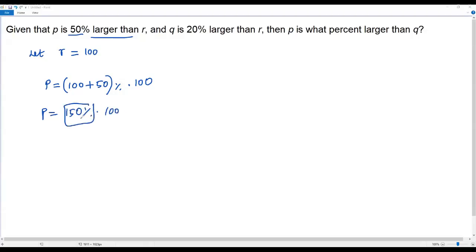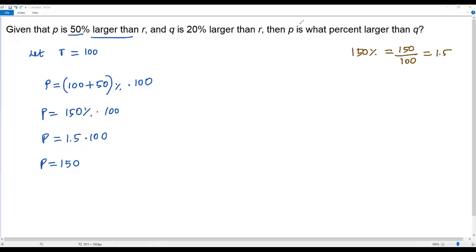If I convert this 150% to decimal, it will be just 1.5, because we already know that percent means compared to 100. 150% means 150 has to be compared to 100. That means this 150% can be written as a fraction with the denominator 100. So 150 over 100 will become just 1.5. Now let's plug in 1.5 for this 150%. Then I'll be getting 1.5 times 100, which is just 150. So if R is equal to 100, then the value of P is 150.